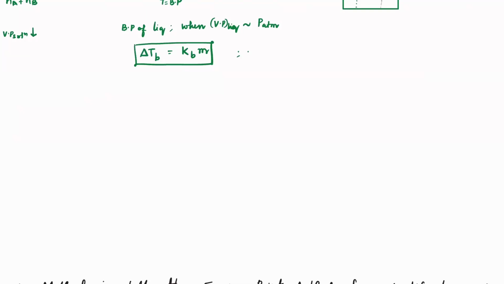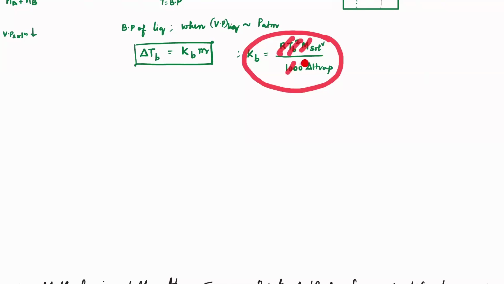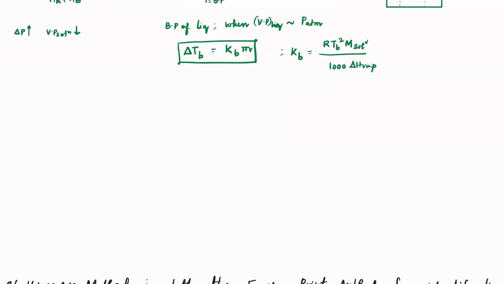Let me tell you what exactly I meant. You know that Kb, we also found out, is a constant value which is equal to R TB square into molar mass of the solvent, divided by 1000 times delta H of vaporization. While we came across the derivation, we learned that these are all constants which can be represented as Kb. Yeah. Now notice something here.